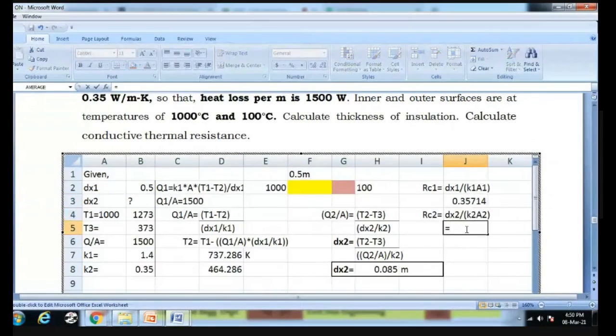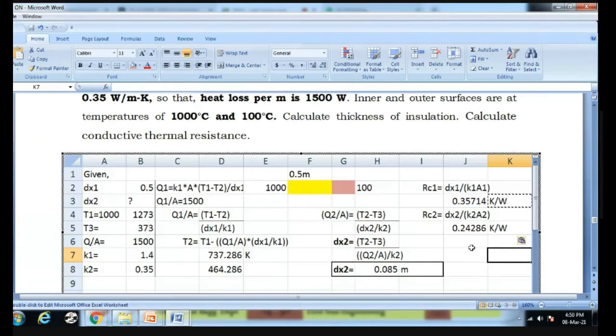For RC2 के लिए क्या रहेगा? The thermal conductive resistance for the RC2 insulation layer is dx2 divided by K2, which is 0.35, and area is anyway 1. So this is becoming the thermal resistance. What is the unit? Kelvin per watt, na? Kelvin per watt. Yes sir. अभी बोलो किसको क्या क्या कुछ नहीं समझ में आया, बोलो. ठीक.